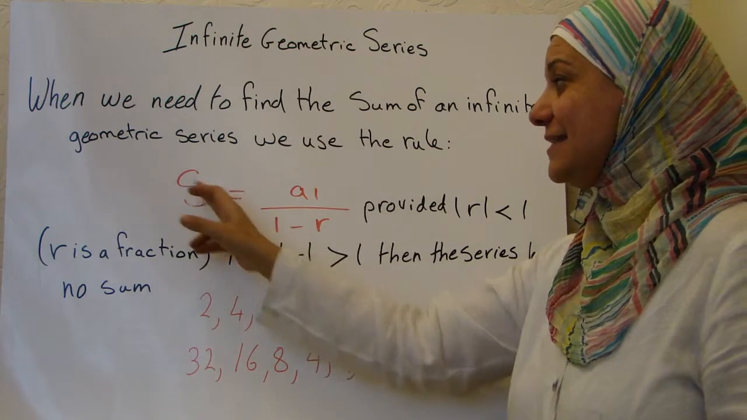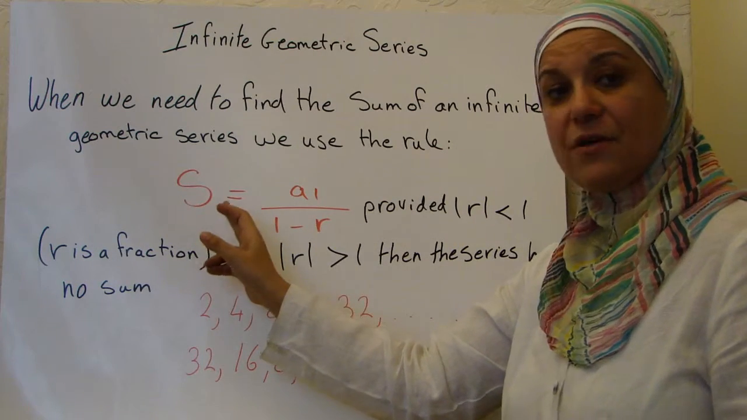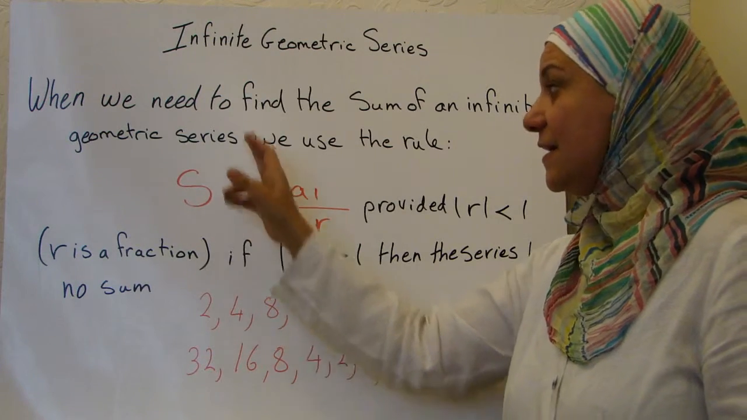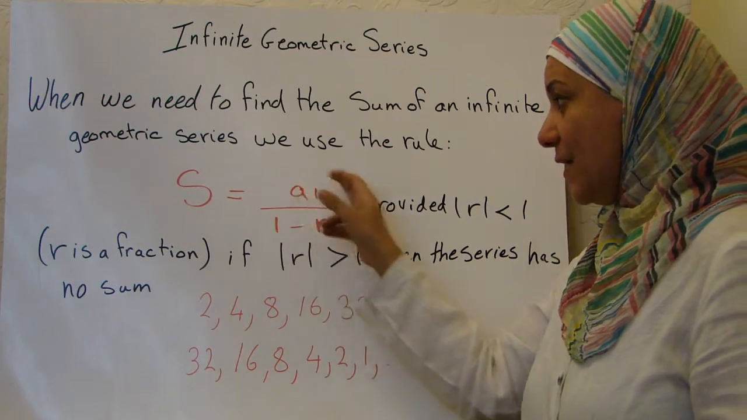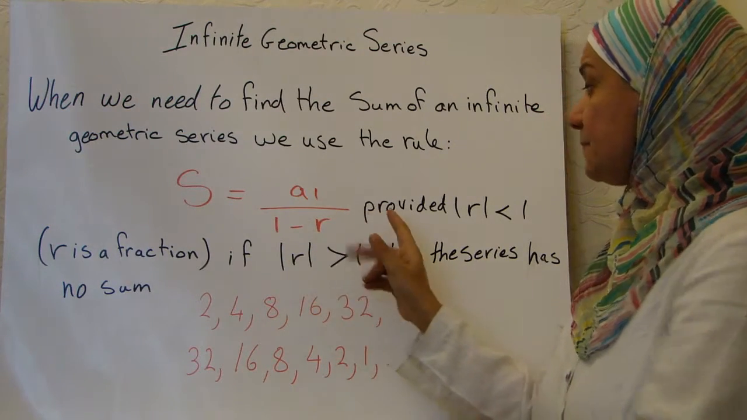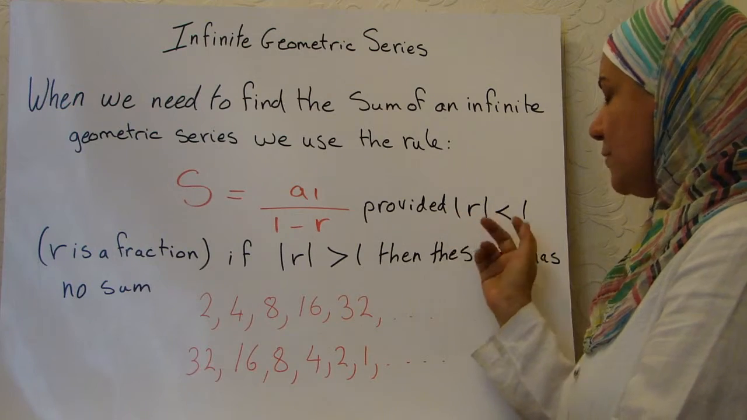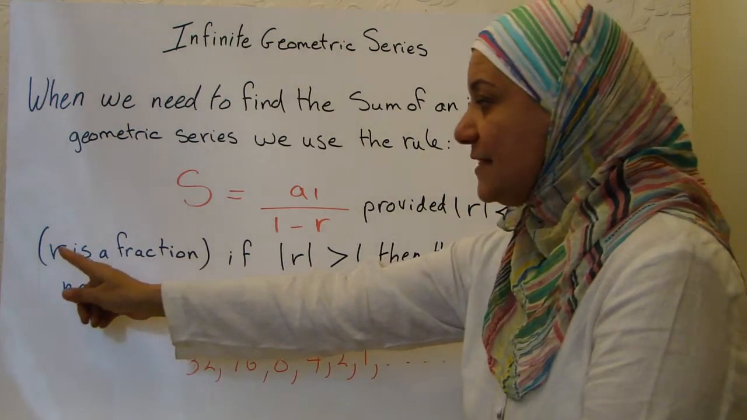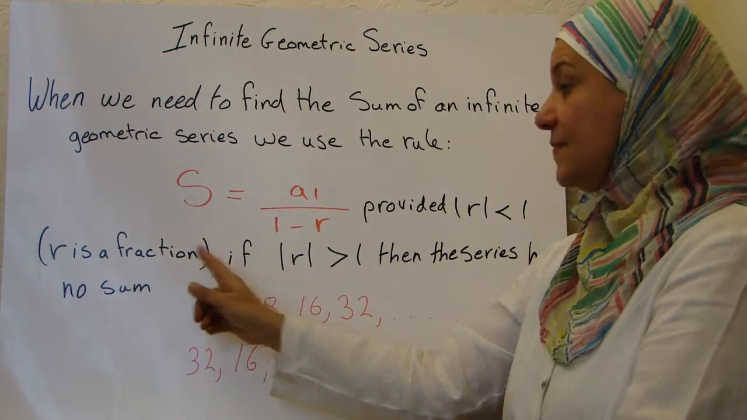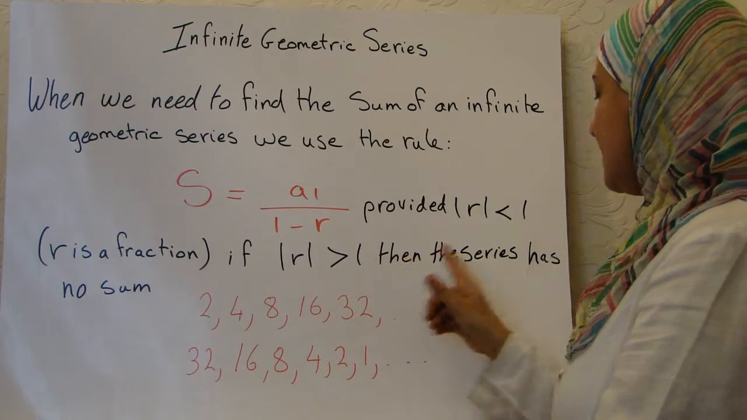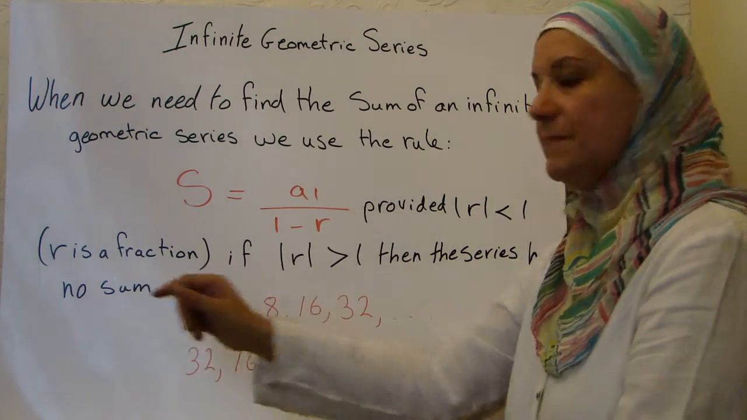When we need to find the sum of an infinite geometric series, we use the rule. What is the rule? S, and remember there is no n here because there is no certain amount of terms. It goes on, so it is infinite. S equals a1, which is the first term, over 1 minus r, provided the absolute value of your r is less than 1, which means that the r is a fraction. If the absolute value of the r is bigger than 1, then the series has no sum.